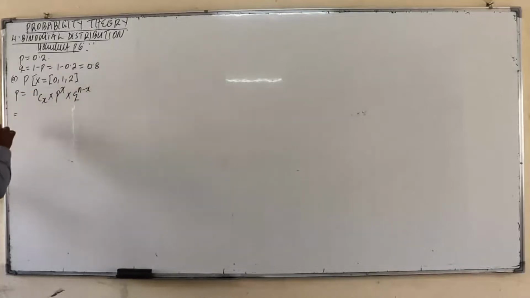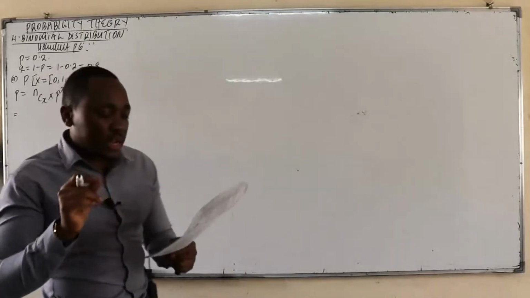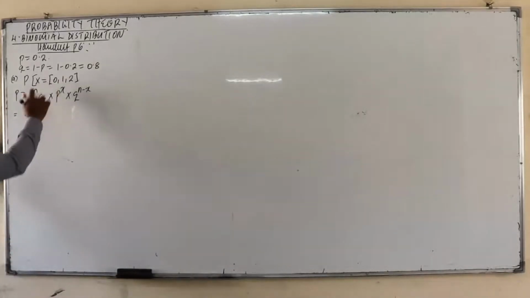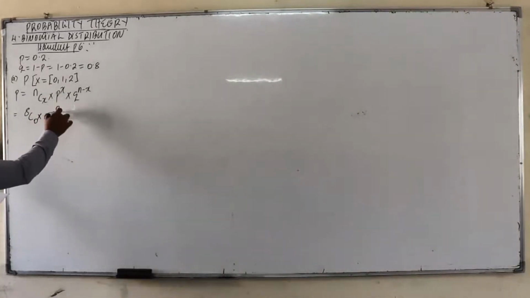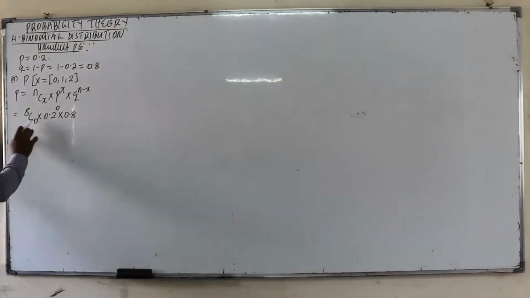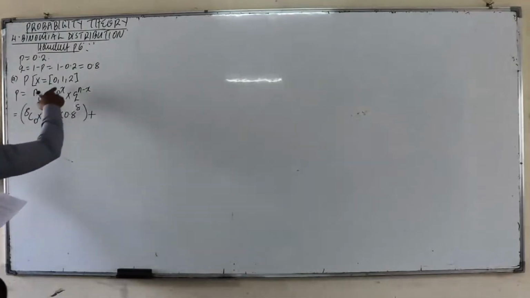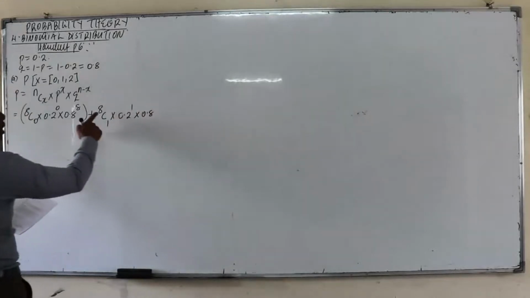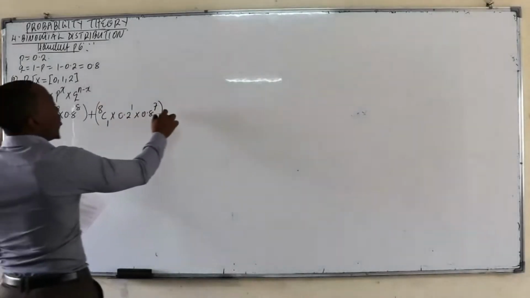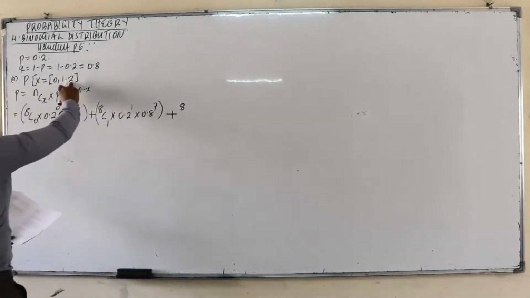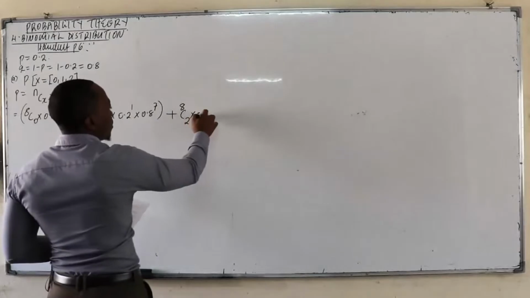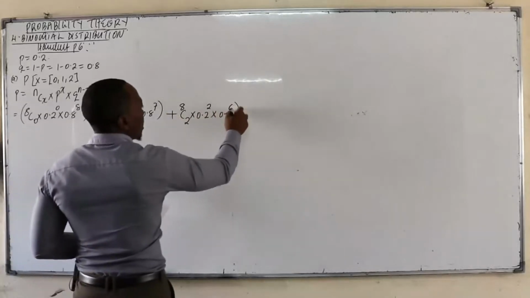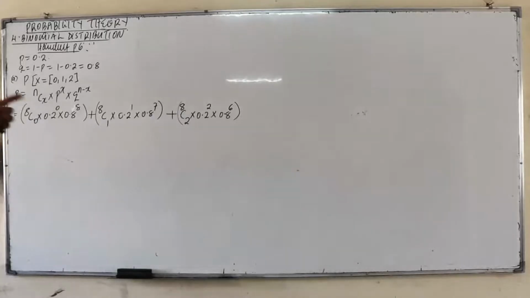So probability is nCx p raised to power x, q raised to power n minus x. We have n, it's 8, combined when x is 0, probability is 0.2 raised to power 0, q is 0.8, so it will be 0.8 raised to 8 minus 0, you get 8, or now when x is 1, so it will be 8 combined 1, then 0.2 raised to power 1, q is 0.8 raised to 8 minus 1, and you will get 7, or plus 8 combined 2 times 0.2 raised to power 2, then 0.8 raised to 8 minus 2, you get 6.